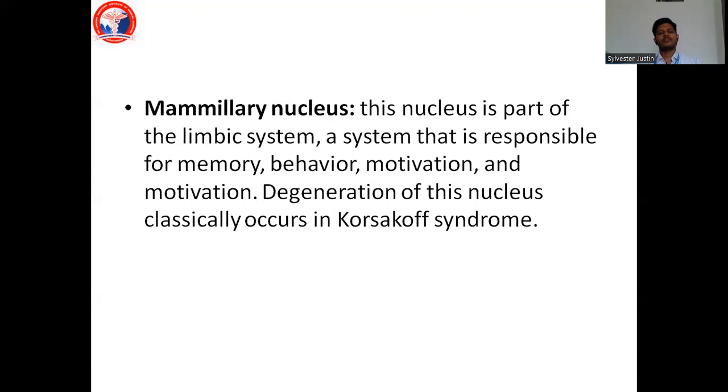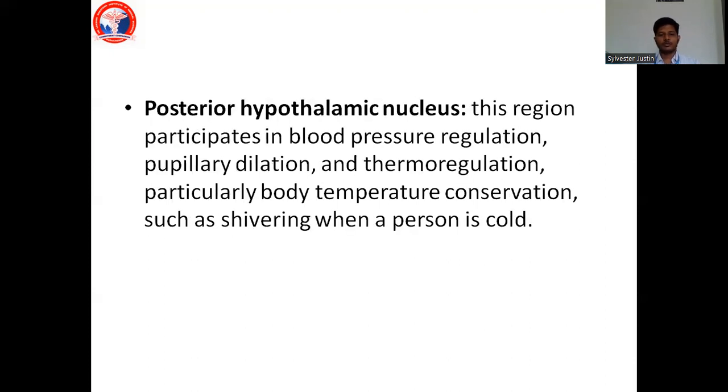Finally, going to the posterior region, we have the mammillary nucleus, which is part of the limbic system that is responsible for memory, behavior, and motivation, and degeneration of it occurs in Korsakoff syndrome. Finally, we have the posterior hypothalamic nucleus, which again participates in blood pressure regulation, pupillary dilation, and thermoregulation, and it causes an increase of body temperature, for example, by shivering when a person is feeling cold.